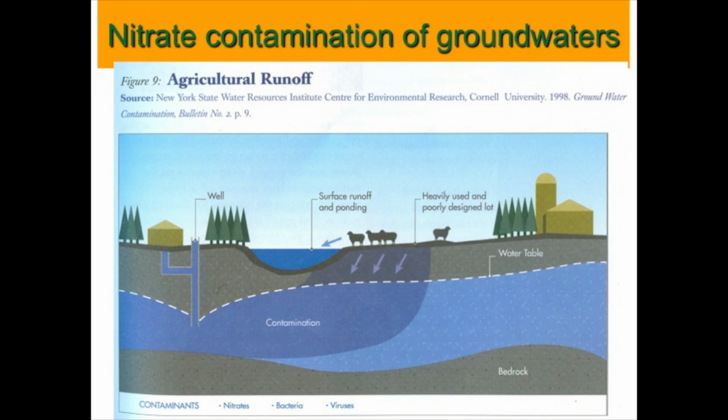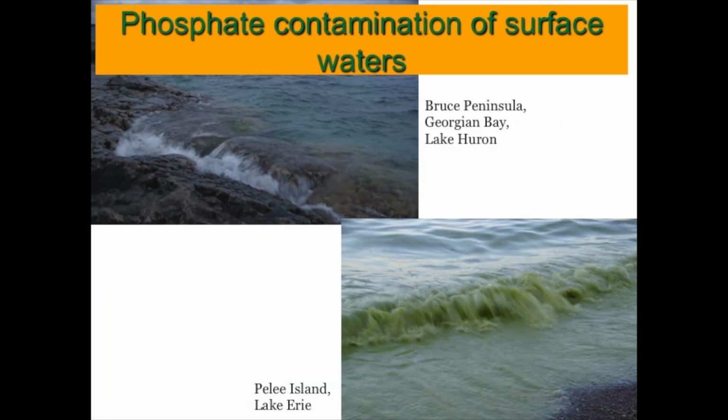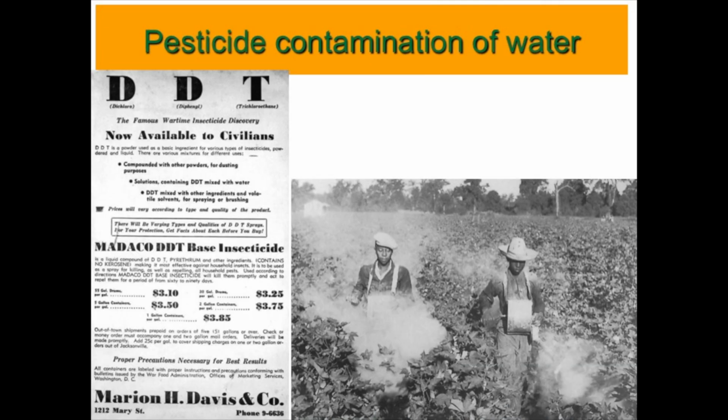There are a number of effects of human activities on our water. For example, nitrate contamination of groundwater, the biggest groundwater issue worldwide. Phosphate contamination of our surface waters. I love to go swimming in Lake Huron. I've never been swimming in Lake Erie. Phosphate contamination of surface waters is an issue. Organic contaminants. So there are a number of issues that we have because of human activities.